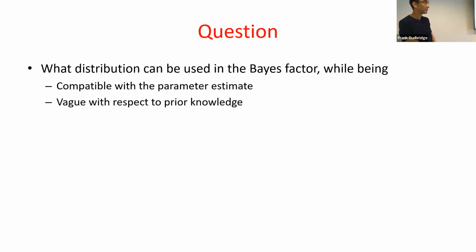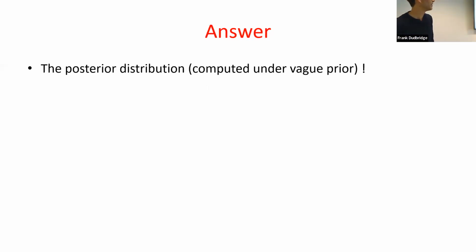So what can we do about this? If we're going to use a Bayes factor, what distribution can we use in it while remaining compatible with the parameter estimate? And yet at the same time, we want to be objective, we want to be vague with respect to prior knowledge. Can we actually do this? For me, the only way you can do this is actually to take a posterior distribution under a vague prior. If we're not sure what a posterior distribution is, what I mean is take the point estimate and its standard error, and that defines a kind of distribution on the parameter.